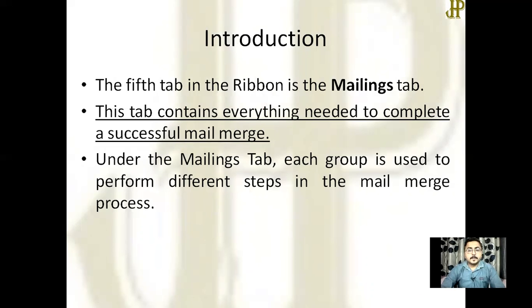The fifth tab in the ribbon is the mailing tab. As the name suggests, whenever we need to send a letter to many participants, then this tab can be useful. This tab contains everything needed to complete a successful mail merge. Under the mailing tab, each group is used to perform different steps in a mail merge process. Okay?